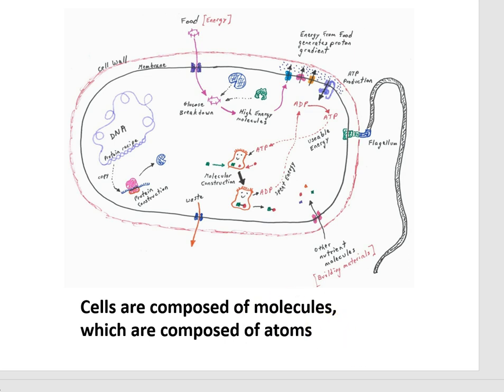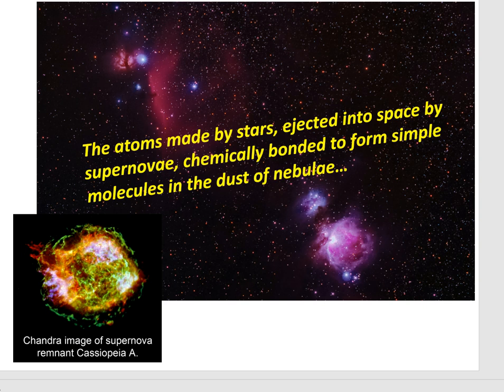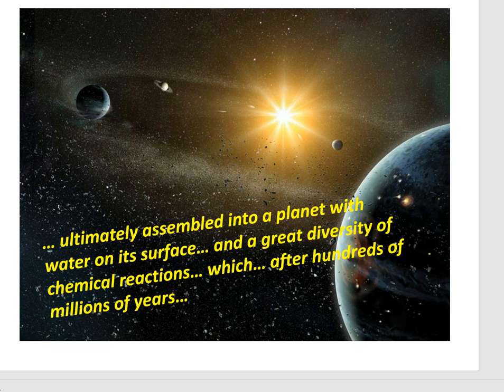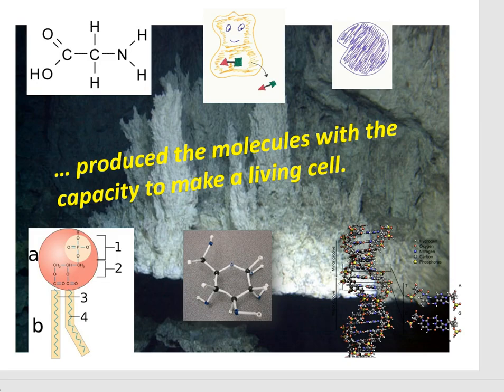And that brings us back to our story in the universe, that the atoms made by stars, ejected into space by supernova, chemically bonded to form simple molecules in the dust of nebulae, which later swirled around a new star and built large particles and rocks under the influence of electrostatic and gravitational forces, ultimately assembled into a planet with water on its surface and a great diversity of chemical reactions, which after hundreds of millions of years produce the molecules with the capacity to make a living cell.